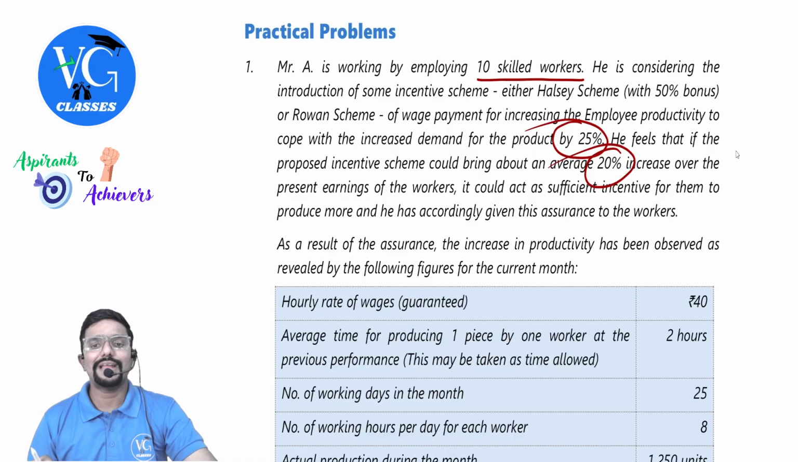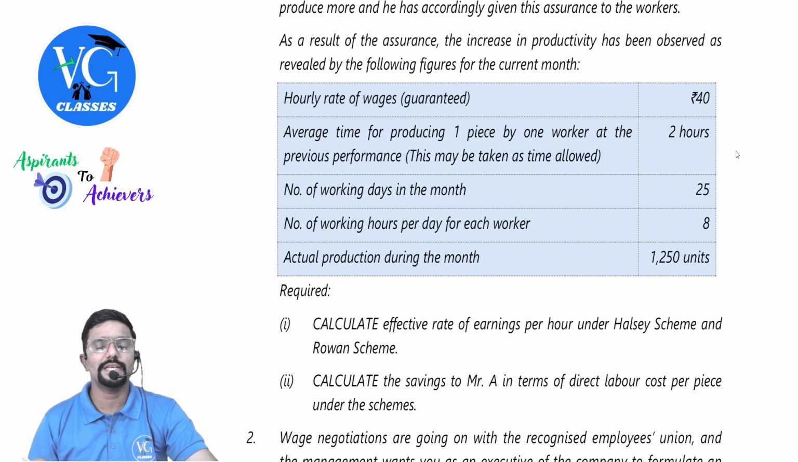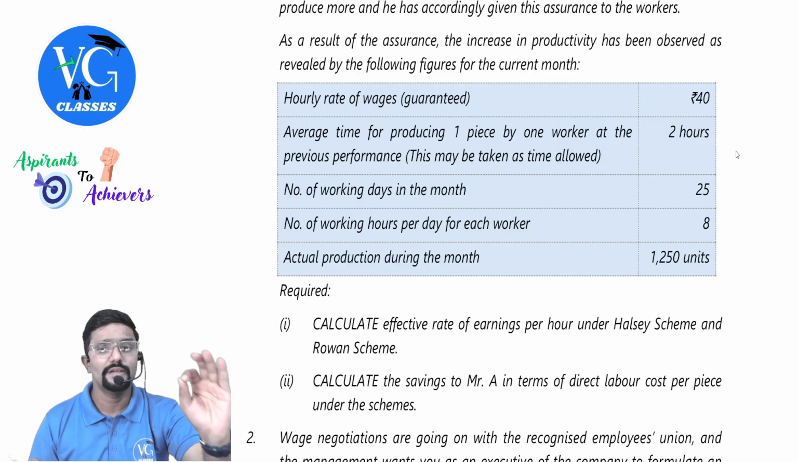It could act as a sufficient incentive for them to produce more, and accordingly he has given this assurance to the workers. As a result of the assurance, the increase in productivity has been observed as revealed by the following figures for the current month. Hourly rate of wages is 40. Average time for producing one piece by one worker at the previous performance, that is, without increasing the productivity or without increasing the incentives or salary.